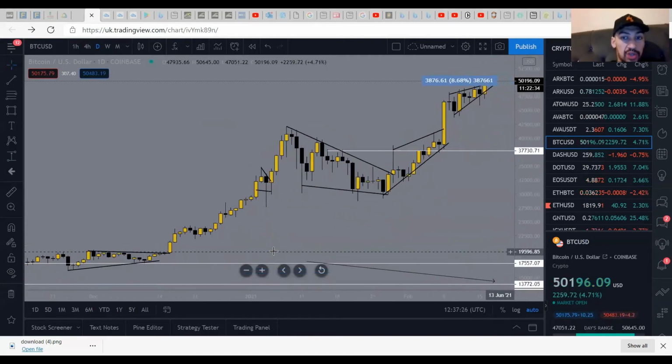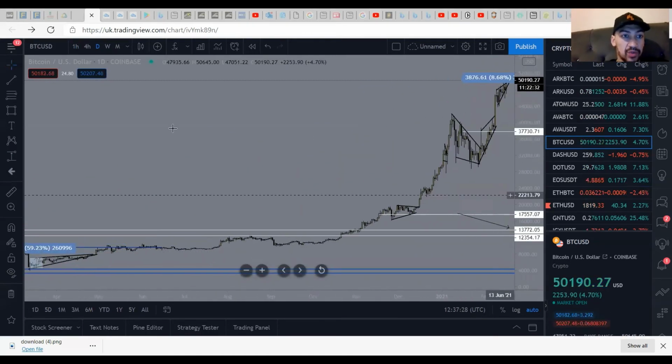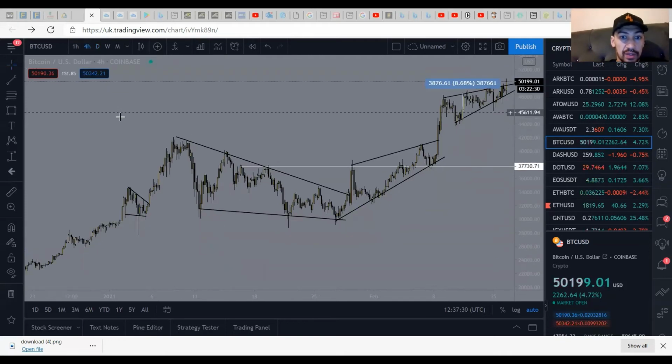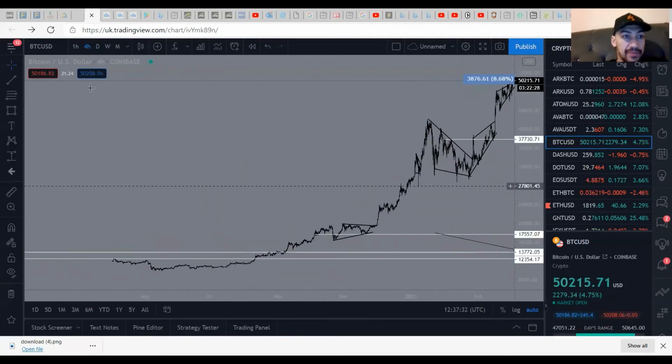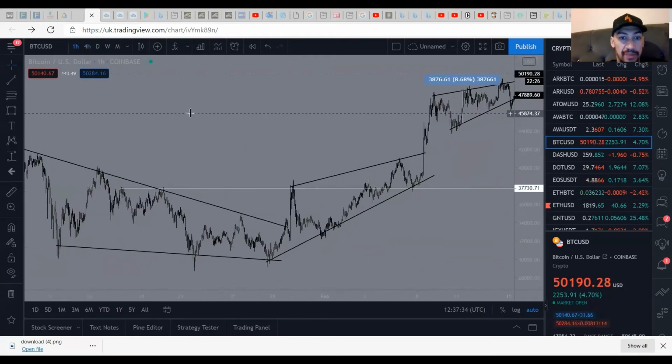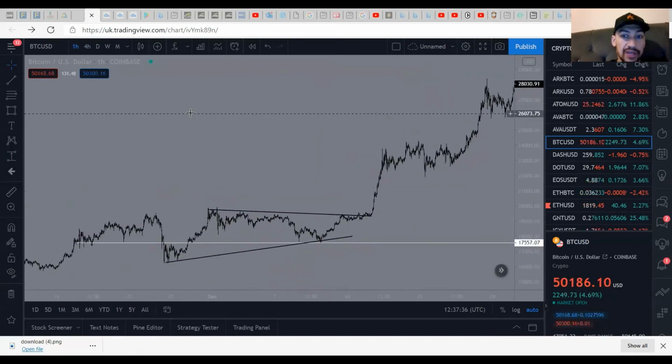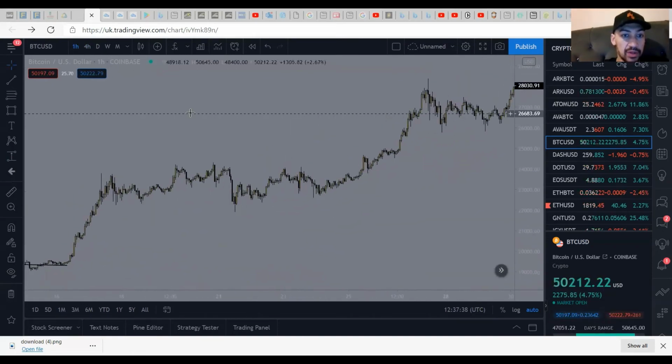So yeah, this is what this chart consists of, which is wedge patterns, 24/7, guys. Small time frames, big time frames. So on the hour chart here, we can find even some more inside these here as well.